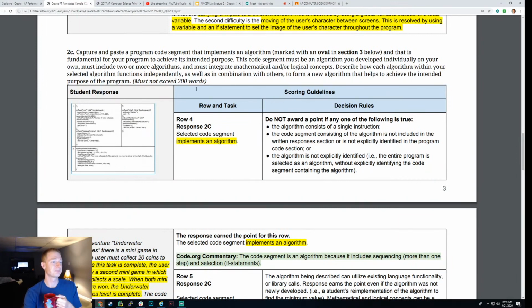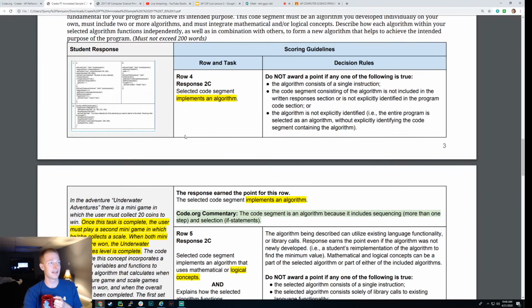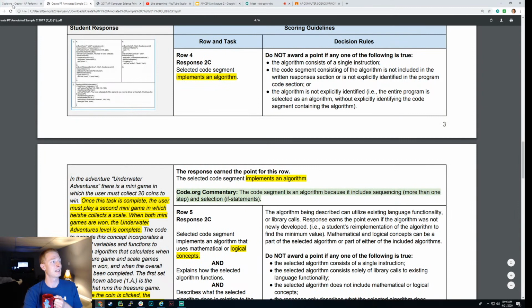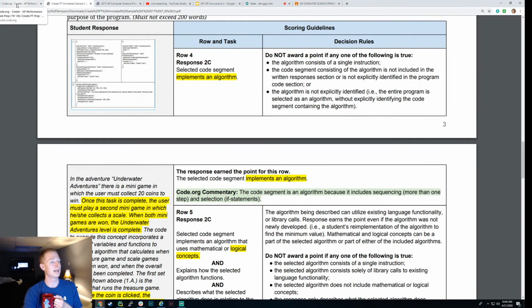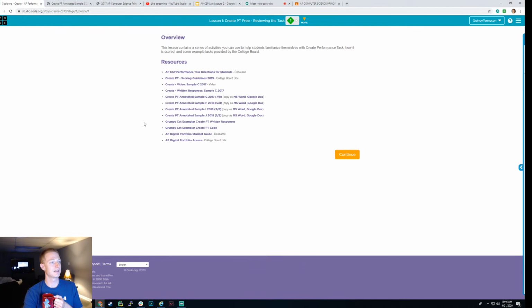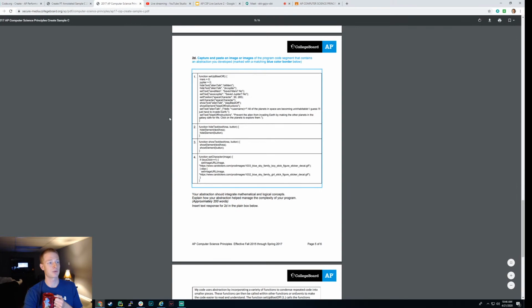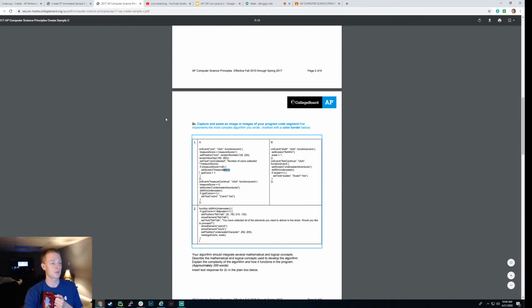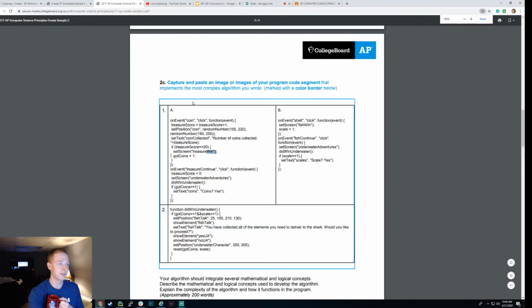Okay, so we actually need to adventure over to their written responses so we can see what they've selected as their algorithm. So we're going to go over there, and you can find this by clicking on this link right here. This is the Create Written Responses Sample C 2017. We can go over here, and this is their actual full response. Okay, so I'll scroll up to where I need to be. I'll zoom in as well.